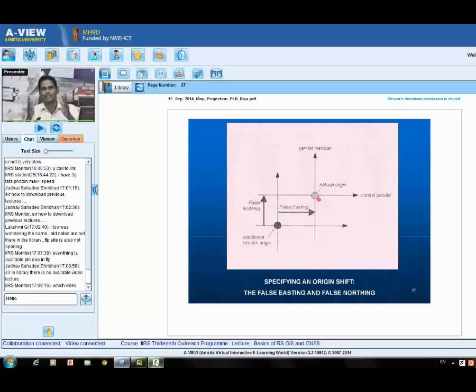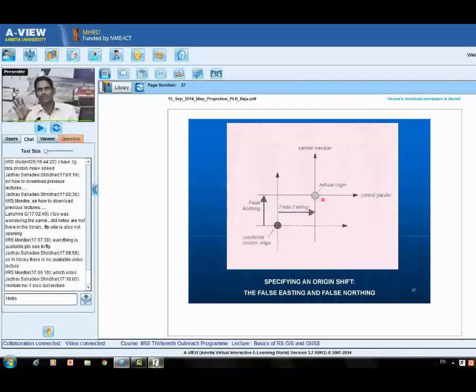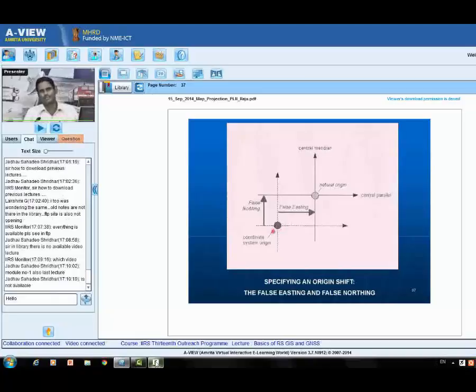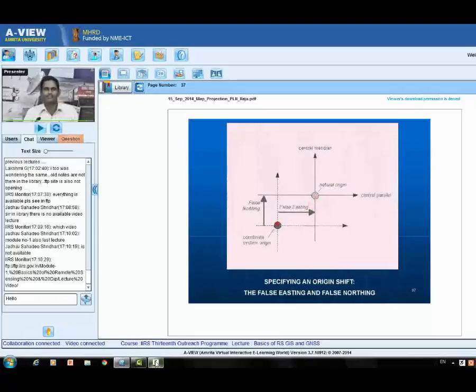Suppose you take plus and minus values when you try to draw a boundary. In a GIS it will show as zero, meaning there are minus values and positive values. To avoid that, you have to calculate the actual area. So what we do is shift the origin from the center to the leftmost part. That's why it is called a false easting and false northing. You shift it with a higher value, so there will not be any negative values. All positive values are taken.